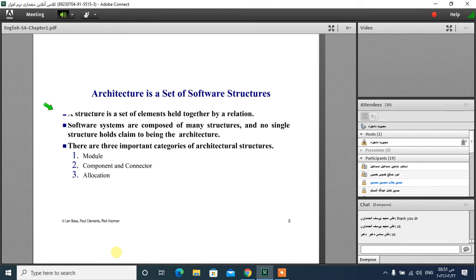So when we talk about a structure, we want to see some elements, a set of elements. And also, a software system with just one single structure cannot claim to be the architecture of that software. We need multiple structures to clearly show and represent the architecture.